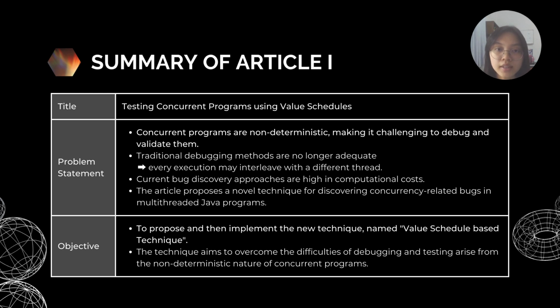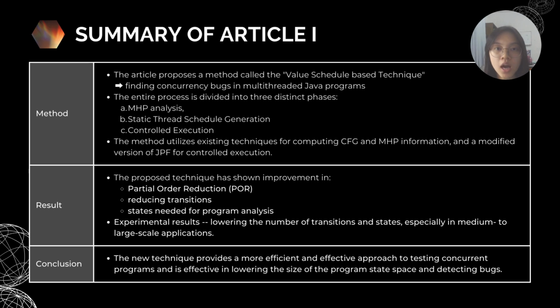For the objective, the key objective of this article is to propose and then implement the new technique called the value schedule-based technique that can identify concurrency-related bugs in multi-threaded Java programs. The technique seeks to overcome the difficulties of debugging and testing that arise from the non-deterministic nature of concurrent programs. Next, for the method section, the article proposed a method called the value schedule-based technique for finding concurrency bugs in multi-threaded Java programs. The entire process is divided into three distinct phases.